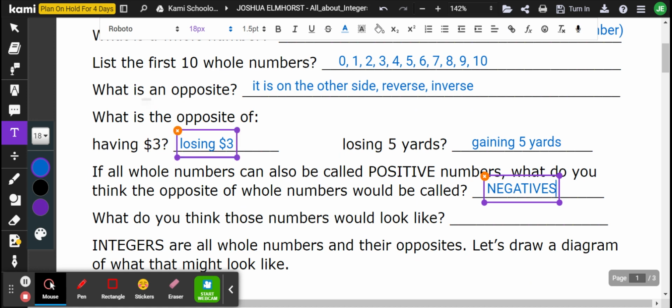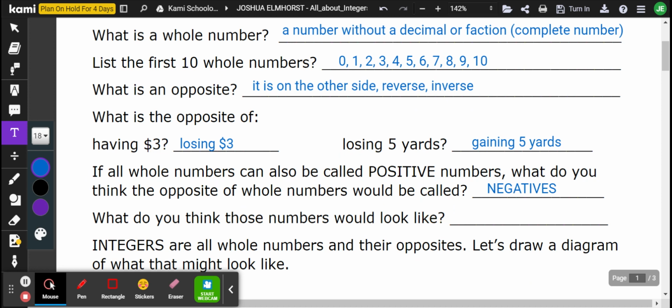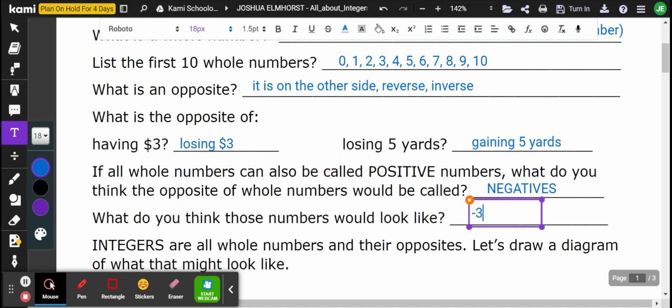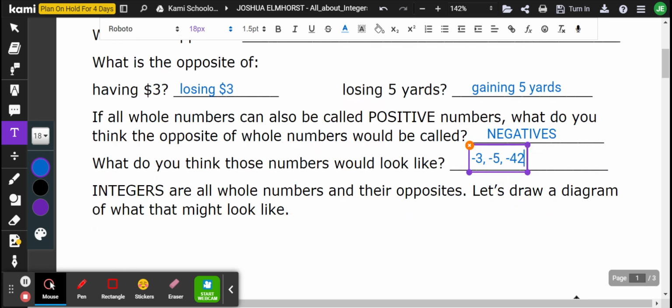So if you have losing $3, how would we write that as a negative? Negative 3, it's pretty straightforward. Losing 5 yards: negative 5, and we could have negative 42, just for example. So the negative will go on the left side of the number. 3 is a positive whole number, and when you put a negative to the left, that would make it a negative 3. Integers are all whole numbers and their opposites.